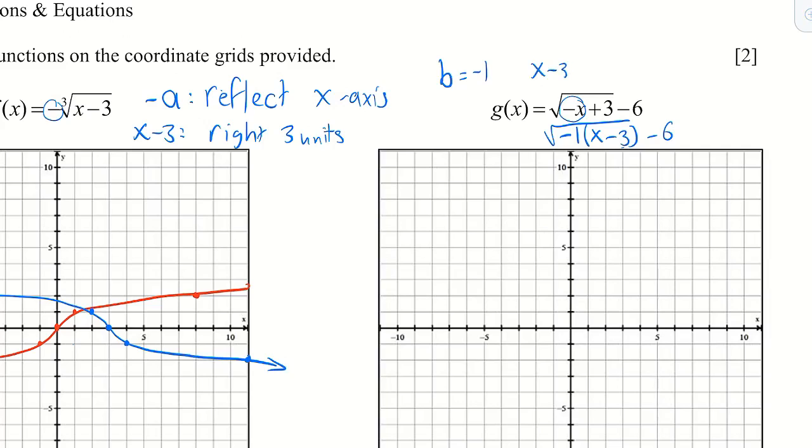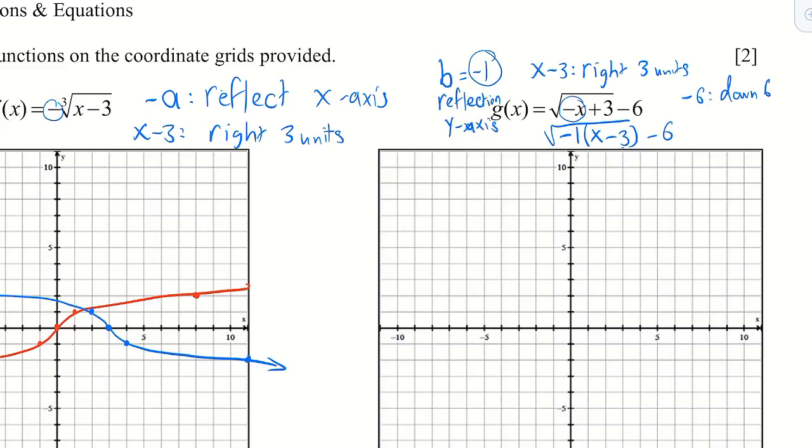That whole x minus c business, the x minus 3, this is going to be moving to the right 3 units. And then this minus 6 is going to be moving down 6. So that's going to be down 6. Okay, so what does the negative 1 for the b value do? Well, this actually does another reflection, but instead of reflecting over the x-axis, it reflects over the y-axis.